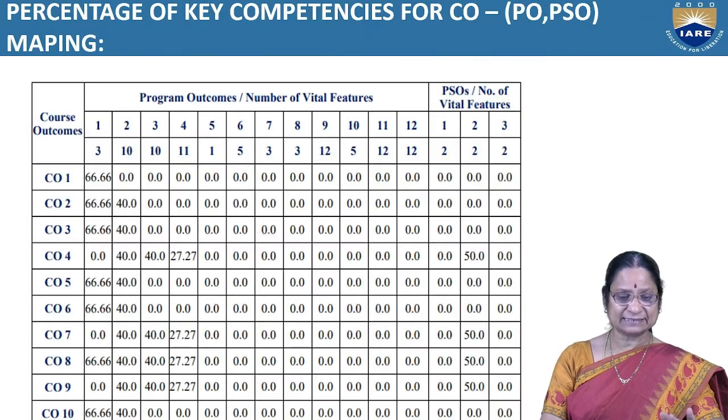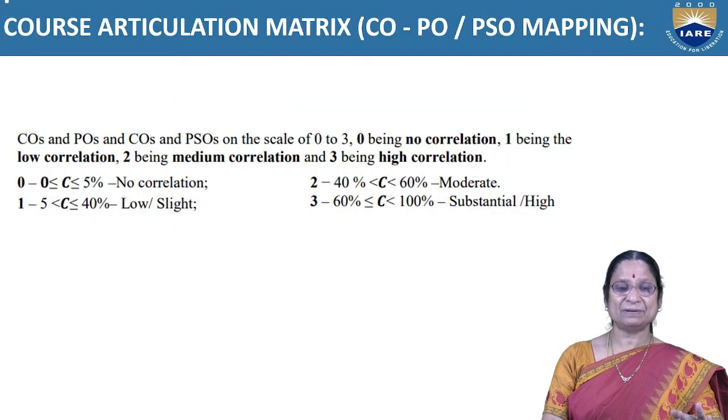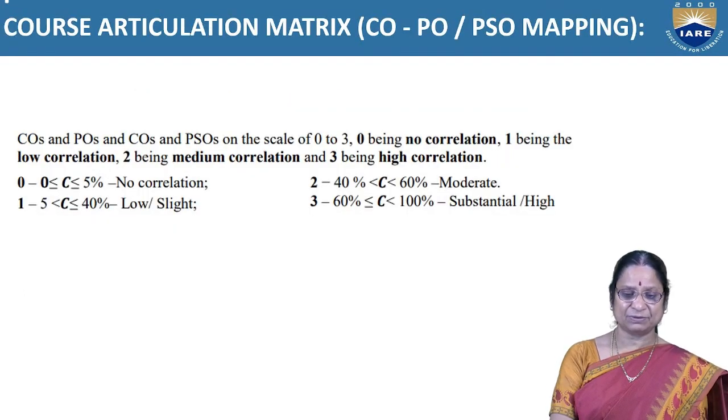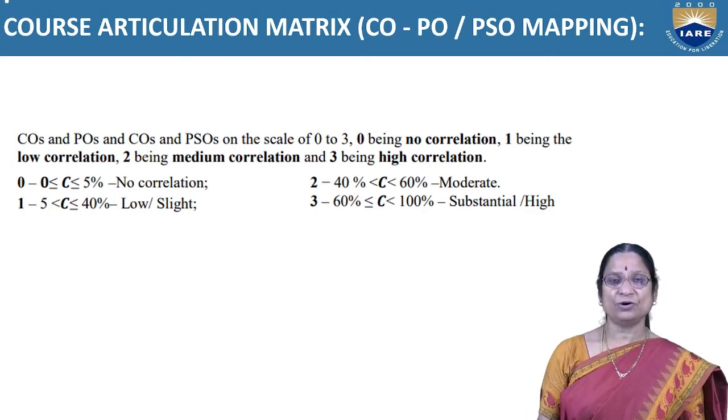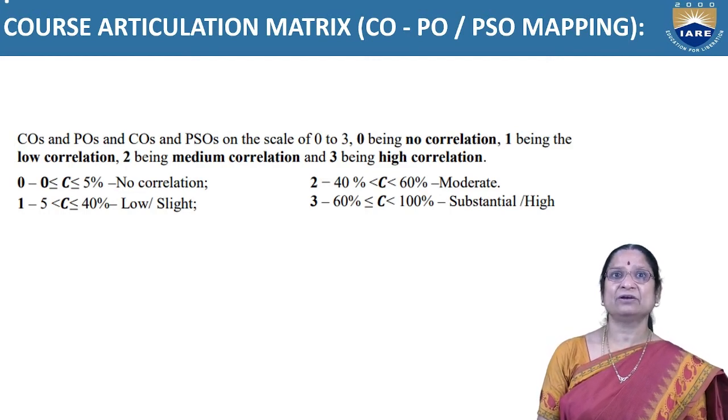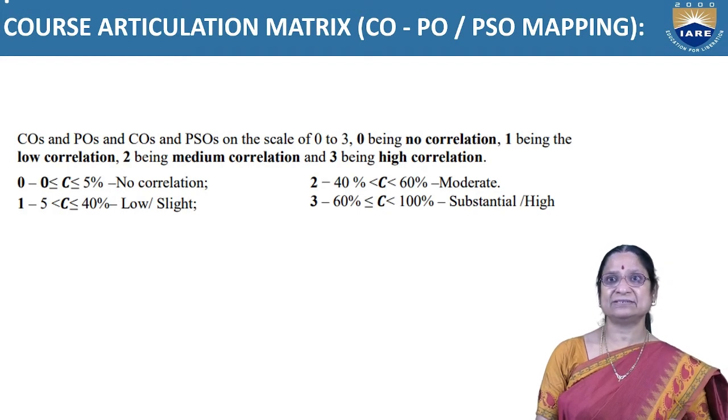Once you identified this percentage, based upon the percentage, CO, PO and PSO mapping is on the scale of 3 that we are considering. 0 is considered no correlation, 0 to 5%. And 2 we consider as 40 to 60%, moderate, competency level 2. And 1 is low, so we are considering low to slight. And 3 is considered as 60 or more than 60, substantially high.